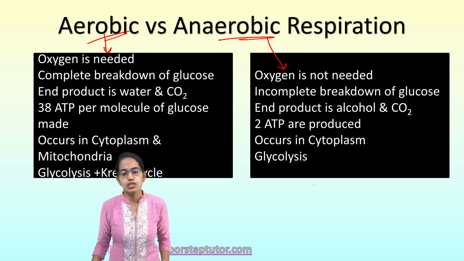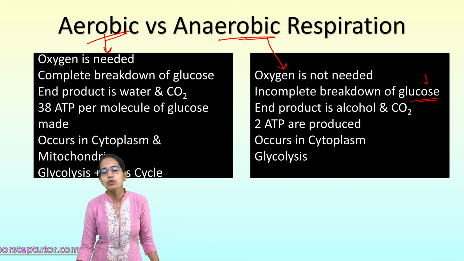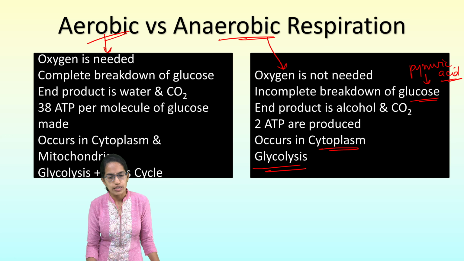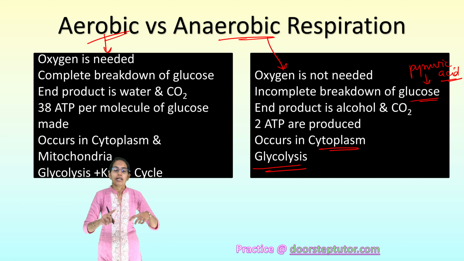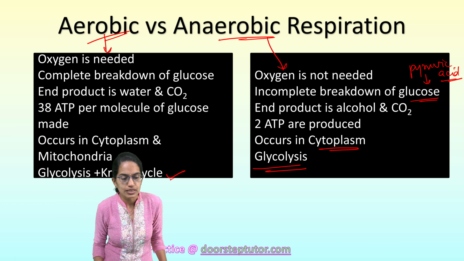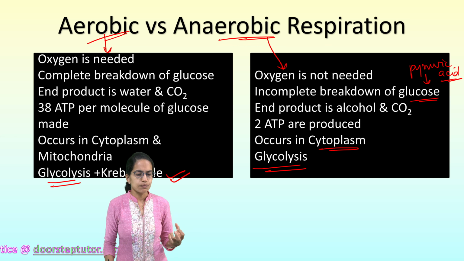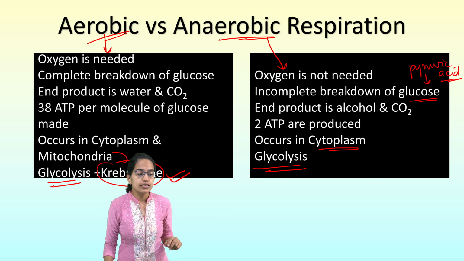Anaerobic respiration is due to incomplete breakdown of glucose, and glucose breaks down into pyruvic acid. This process occurs only in the cytoplasm, and it is called glycolysis. However, for aerobic respiration to occur, it requires both glycolysis and the Krebs cycle. Glycolysis is the process of anaerobic respiration in the absence of oxygen, but the Krebs cycle occurs in mitochondria.